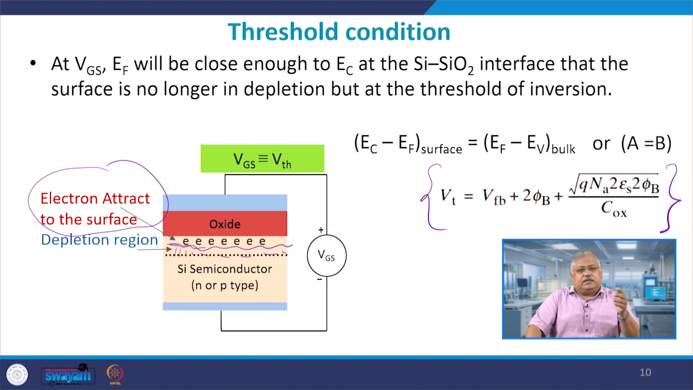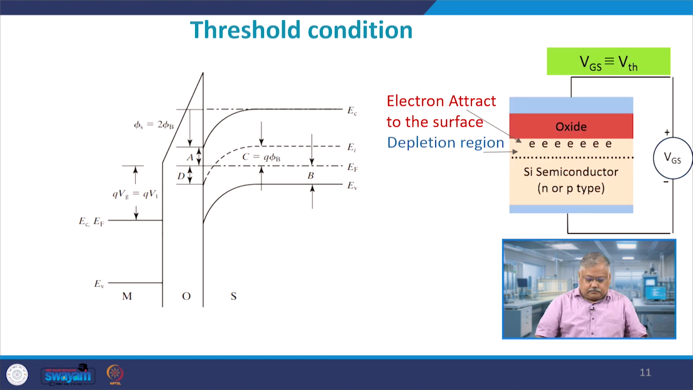The voltage at which this first layer of electrons comes and becomes exactly equal to the number of holes initially, we define to be the threshold condition, right. So, if you want to have electrons available in a p-type semiconductor near the silicon dioxide interface, you have to give a gate voltage equal to the threshold voltage of the device.